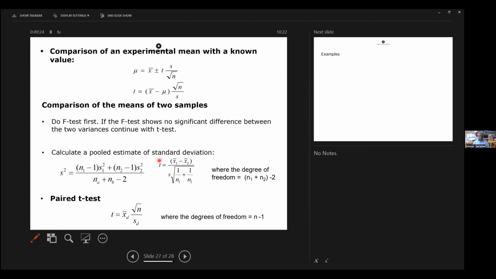Calculate a pooled estimate of standard deviation. And then paired T-test. And then you have to know when to do the paired T-test and when to do the comparison of two means. Paired T-test is when you have different analytes in the same sample, or if it is the same analyte but taken from different sampling sites where the concentration can vary. And then the paired T-test is calculated using this relationship.